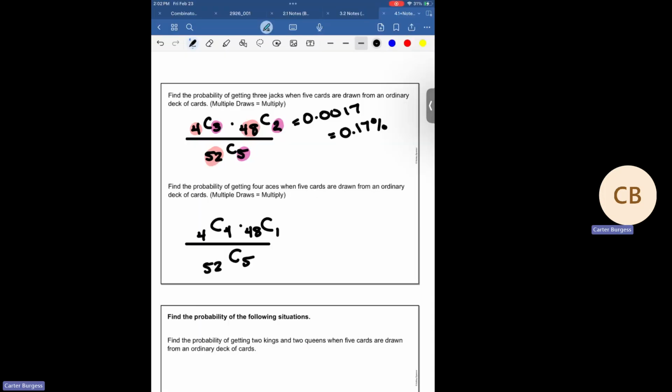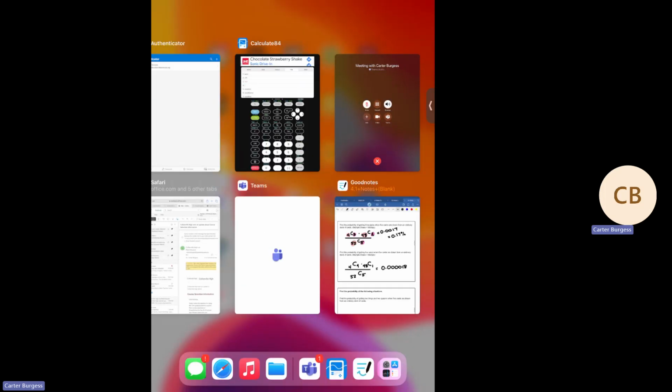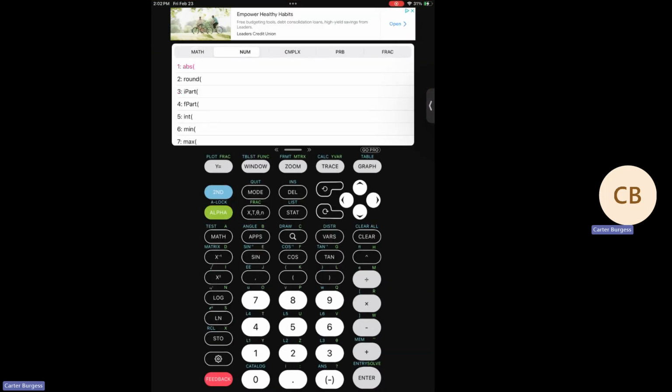I believe, double check me, this works itself out to be 0.000018. Exactly as you see it there. For 4 choose 4, right? If you go to math, PRB.